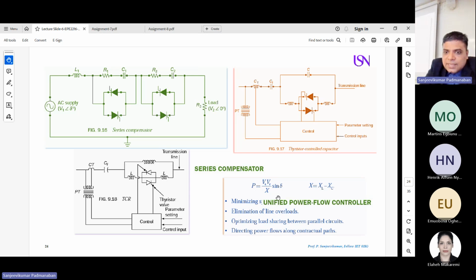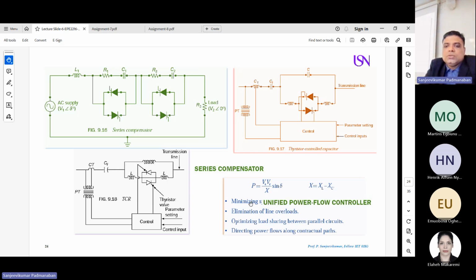In this case, for example, the output power will be sending end voltage times receiving end voltage divided by reactance, times sine delta. This is the delta we are controlling here. In all the cases, delta varies from 0 to 90 degrees. Say I keep 90, sine is going to be 1. If it is 0, 0 power. So we control these thyristors by using these angles. By changing the angle, I am able to vary the reactance XL minus XC.